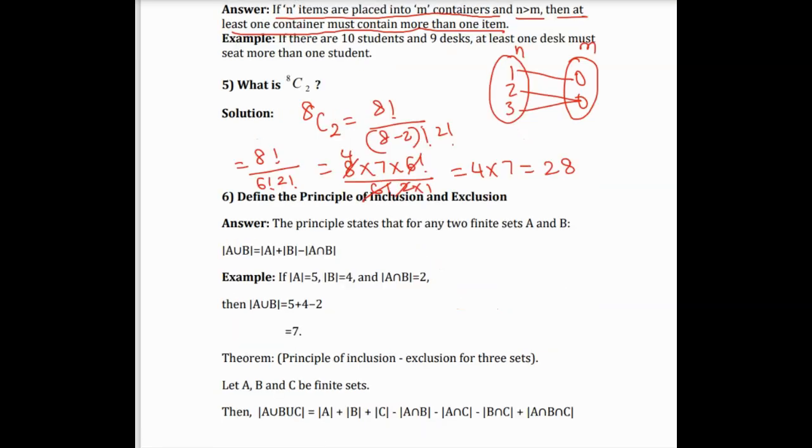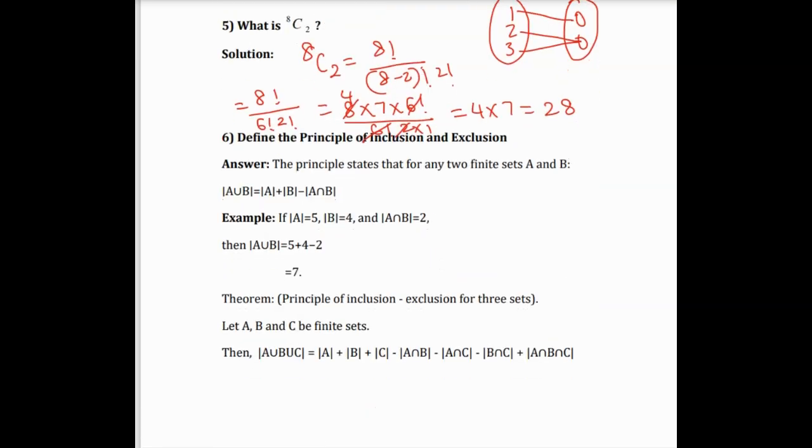So moving on, the next question we have is: define the principle of inclusion and exclusion. The principle states that for any two finite sets A and B, A union B is equal to A plus B minus A intersection B. For example, if A is 5, B is 4, A intersection B is 2, then the answer will be 5 plus 4 minus 2. That will be 9 minus 2, which is 7.